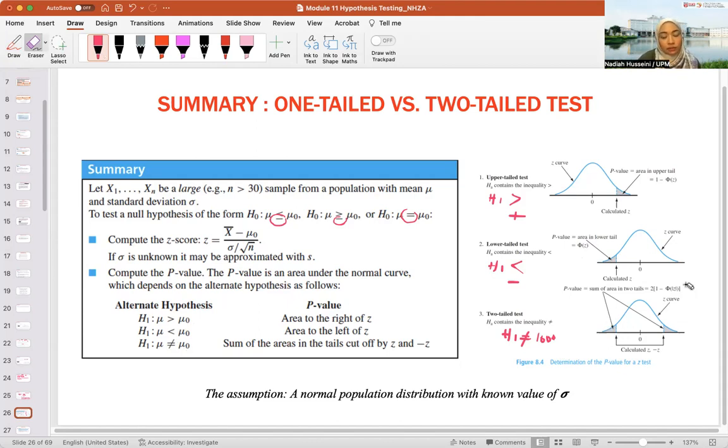So our assumption for our hypothesis testing, if we're following this one, is that the data follows a normal population distribution with a known value of a standard deviation. This is the assumption that we have. Again, why is it a normal population? Because our sample size is greater than 30 and it follows the central limit theorem. And again, your central limit theorem is everywhere. You have to understand it. Any questions about this one?